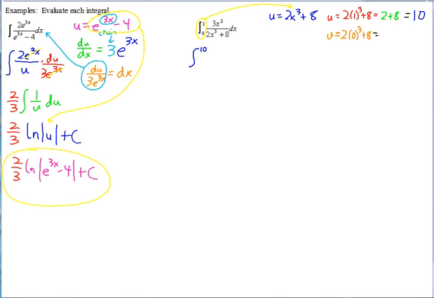Well, 0 cubed is 0, times 2 is 0, plus 8 gives you 8. So when x is 0, u is equal to 8. So don't forget to convert those on a definite integral, something you don't have to do on an indefinite integral.